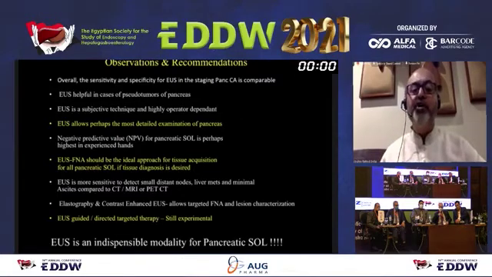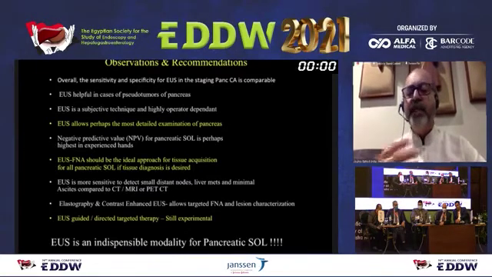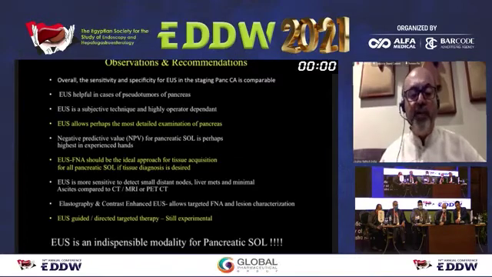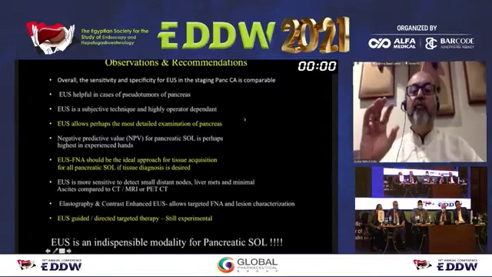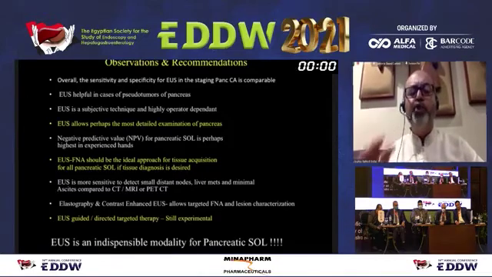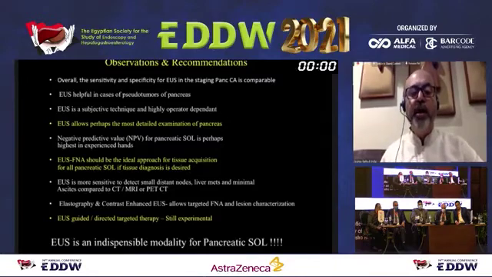It gives a very detailed examination of the pancreas, and the negative predictive value of pancreatic SOL on EUS is so high in experienced hands that if I see a normal pancreas, it is very unlikely any imaging will show a tumor. The ideal way of tissue acquisition would be EUS-FNA, not CT guided, if you need.